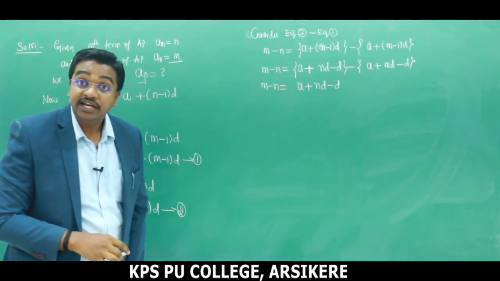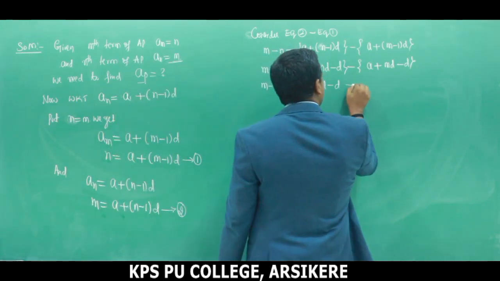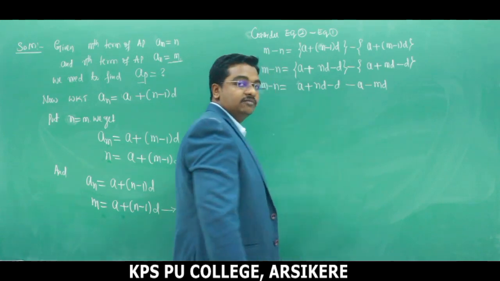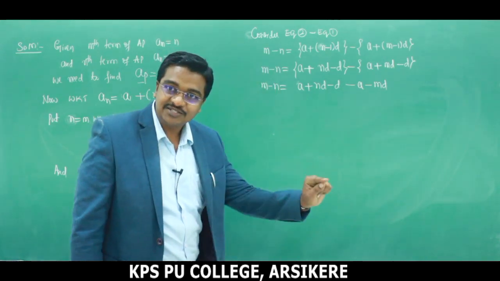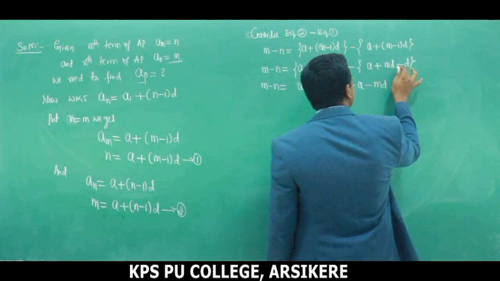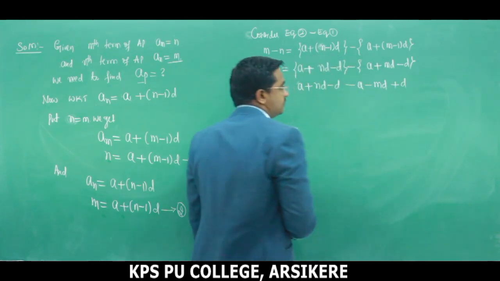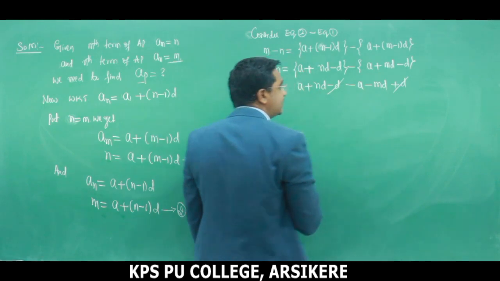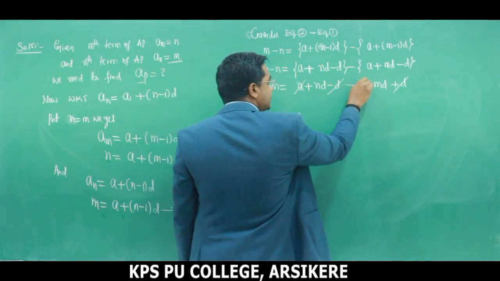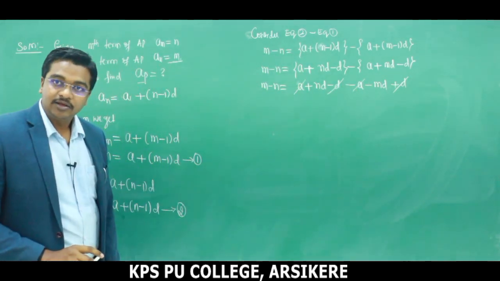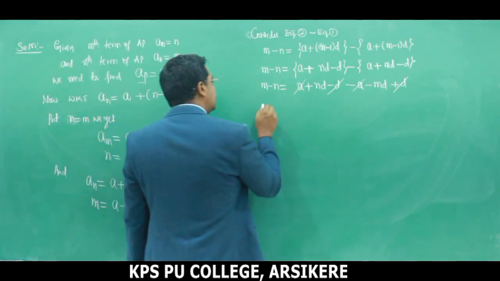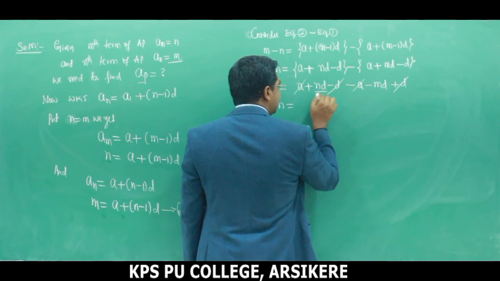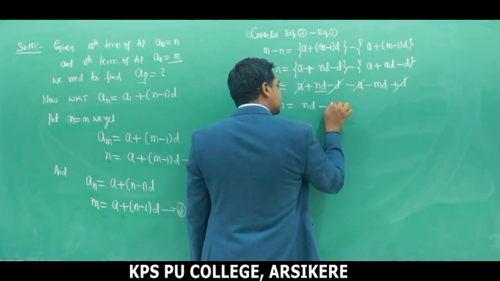Now multiply by the negative sign: minus a minus md, because minus into plus becomes minus, again minus into plus becomes minus, and minus into minus will be plus, plus d. Here minus d and plus d get cancelled, plus a and minus a get cancelled. Clear? So what we have, m minus n is equal to nd minus md.